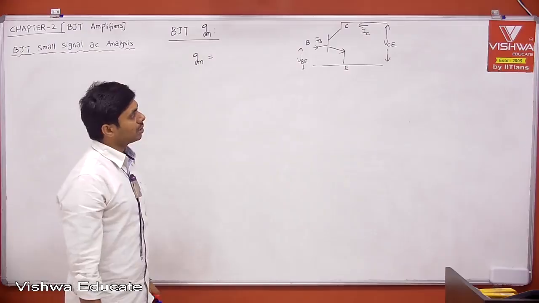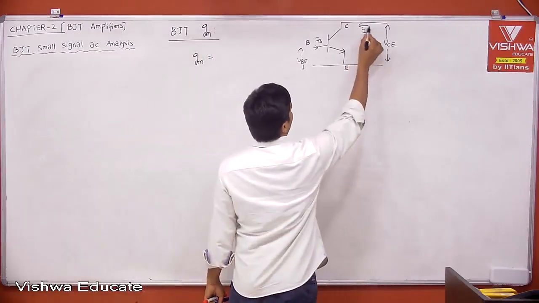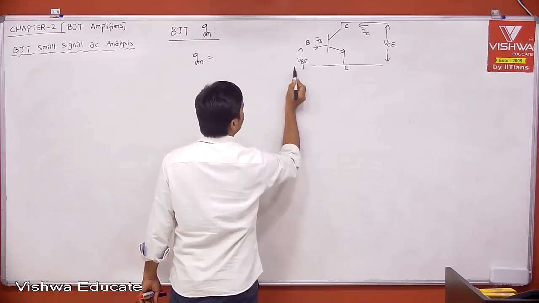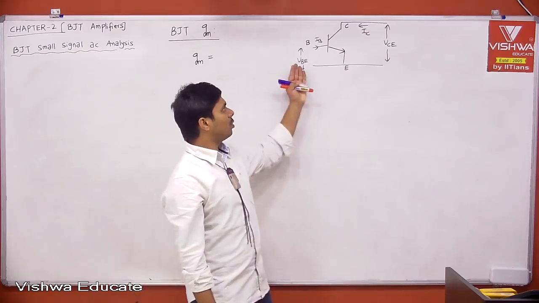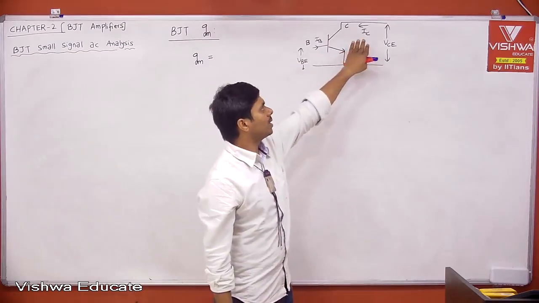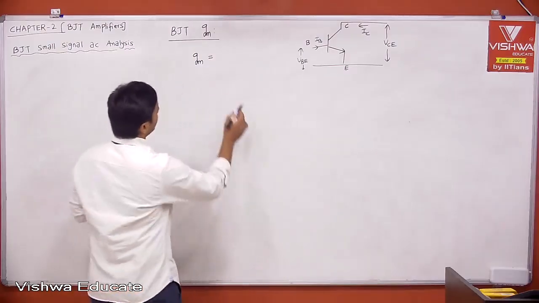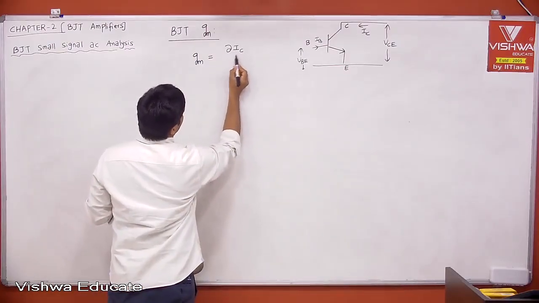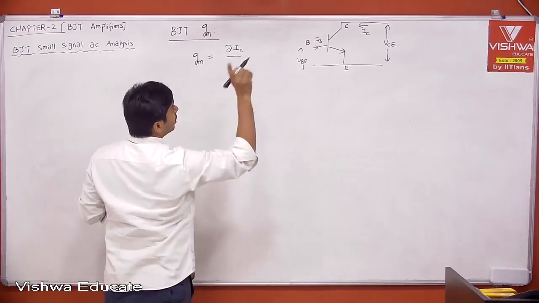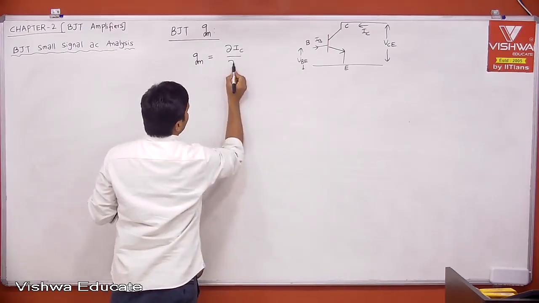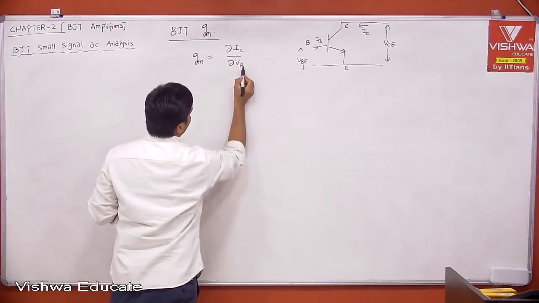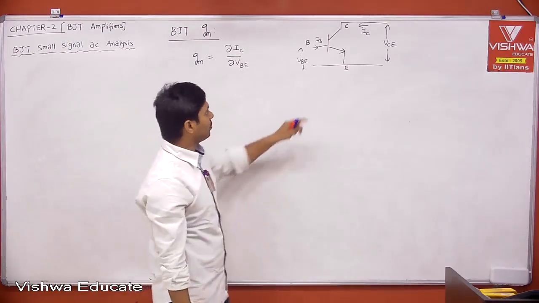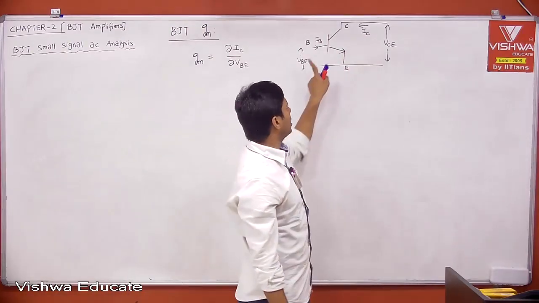What is the GM definition? I want to know the change in IC only because of VBE. I want to know the input voltage, how it is controlling your IC. Therefore, people use partial differentiation: delta IC, the change in output current, because of VBE only. Then what does it mean? Because we know that your IC is controlled by VBE.